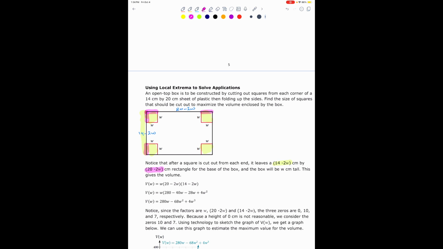So using this information, the volume is equal to height times length times width. Now we multiply these together. You will have w. You're going to multiply the binomials first: first times last, last times first, last times last, and then distribute the w inside. And then you will end up with 280w minus 68w squared plus 4w cubed.